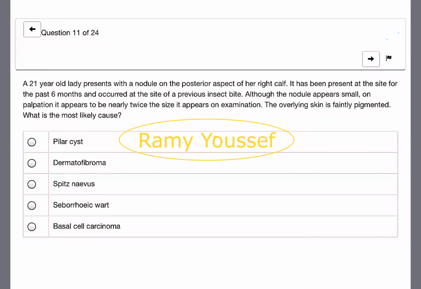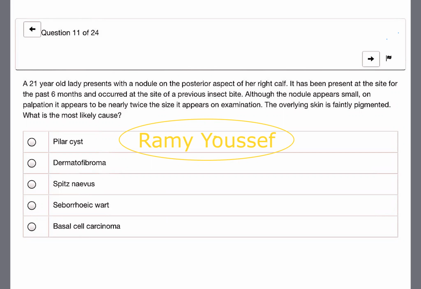Next question. A 21-year-old lady presented with a nodule on the posterior aspect of her right calf. It has been present at the site for the past six months, found at the site of a previous insect bite. Although the nodule appears small on palpation, it appears to be nearly twice the size on examination. The overlying skin is faintly pigmented. What is the most likely diagnosis? Pilar cyst, dermatofibroma, Spitz nevus, seborrheic wart, basal cell carcinoma.